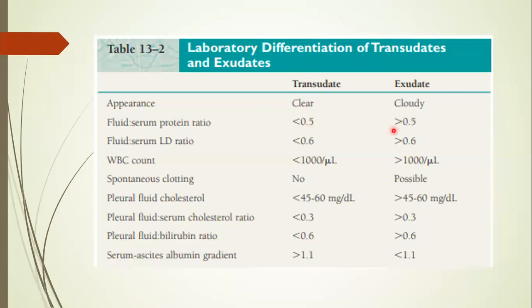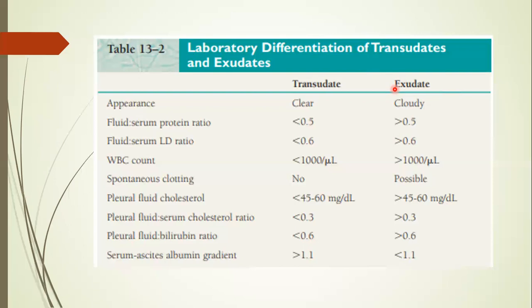An exudate would have a larger value, more than 0.5. A fluid serum LD ratio is less than 0.6 for transudates, or more than 0.6 for exudates. And we actually have what we call Light's criteria. Light as in light, okay? Bright, no? Light. Light's criteria will help us determine if the fluid that you have collected is an exudate. So any of these criteria fulfilled will tell us that the fluid is an exudate.